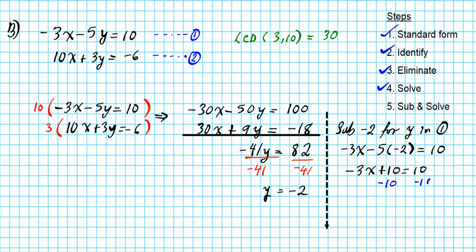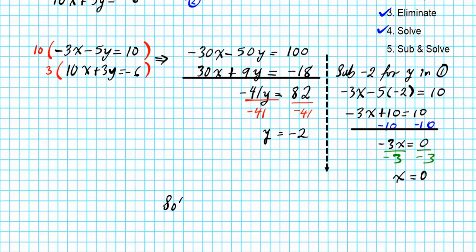The goal is to isolate x upon substitution. So we subtract downwards, and then what do we have? The 10s cancel out to 0. We have negative 3x equals 0. 10 minus 10 is 0. Divide both sides by negative 3. And the goal is to get x isolated, which we have just accomplished. 0 divided by negative 3 is 0. So the solution to this system is x equals 0 and y equals negative 2.